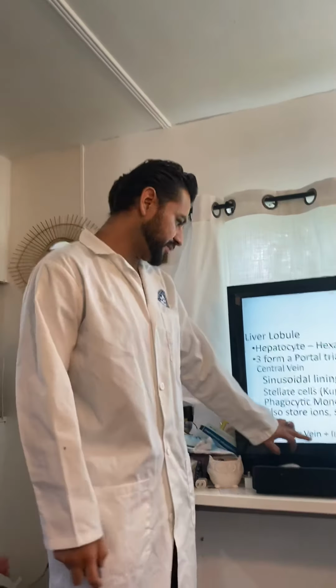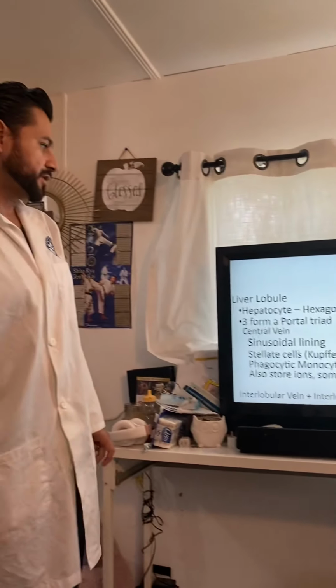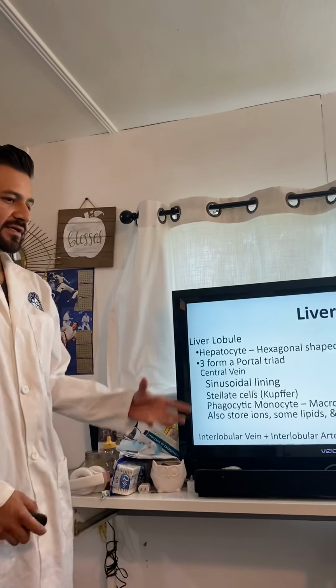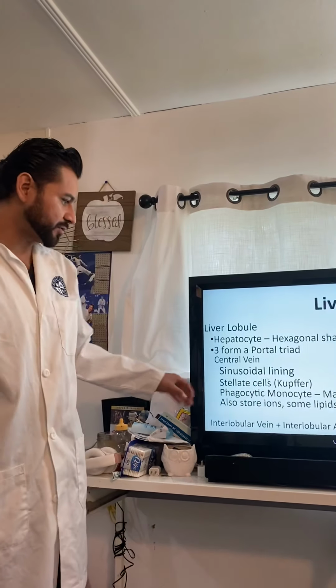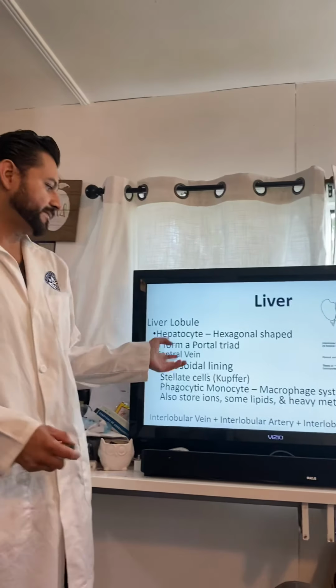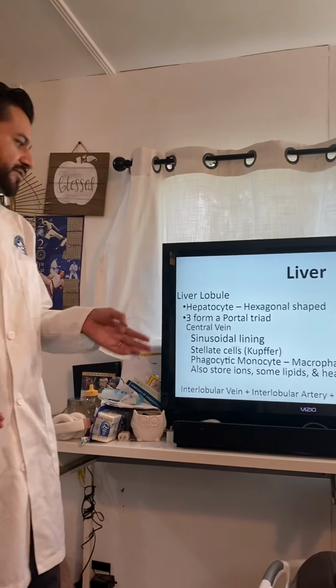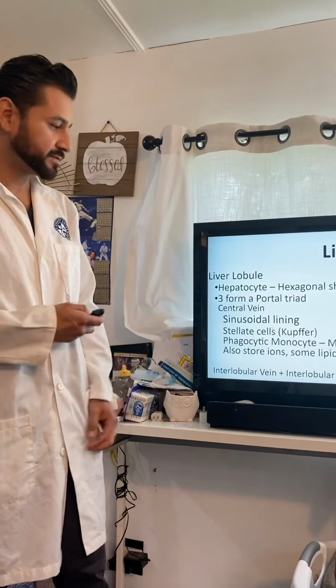So the interlobular vein, the interlobular artery, and the interlobular bile duct are what form the portal triad. And I want to correct myself in what I had just said. It is a phagocytic system of monocytes and macrophages. So there are macrophages and monocytes in this sinusoidal lining.